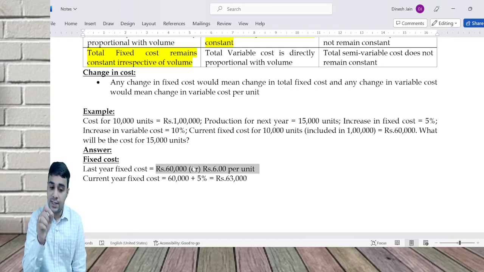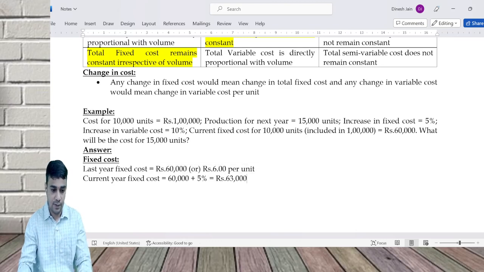94,500. Whereas I am getting the fixed cost to be 63,000. So this will not work. What you need to do is apply the change only on the total fixed cost and not apply the change on cost per unit. Clear? Any doubts on this? Next, variable cost.